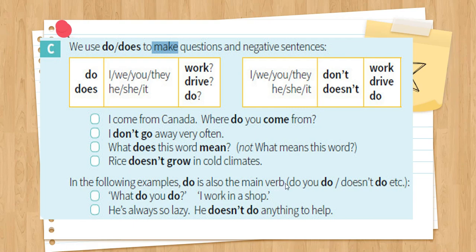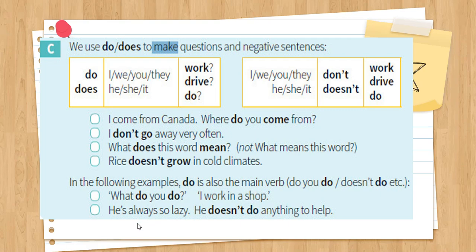So you need to be careful because sometimes do is an auxiliary, as in this case, and sometimes do is also the main verb. Okay? Do you do, doesn't do, etc. Okay, what do you do? Answer, I work in a shop. Or you can say, I am a doctor. I am a teacher. I am a professor.